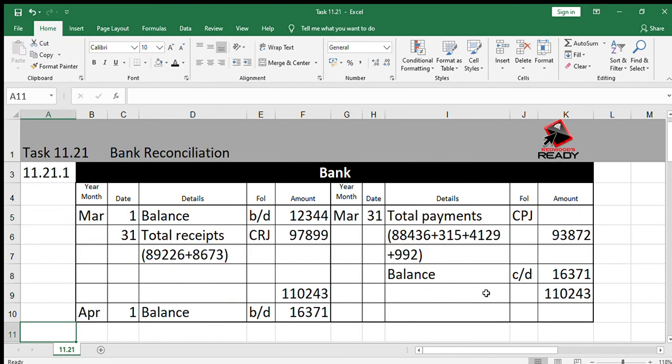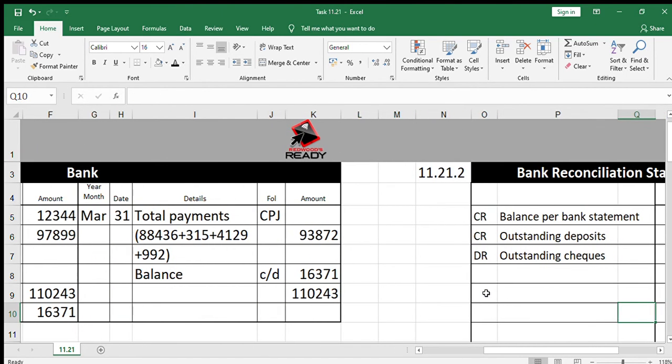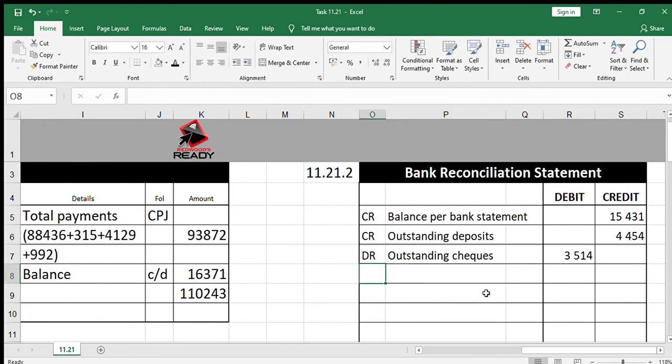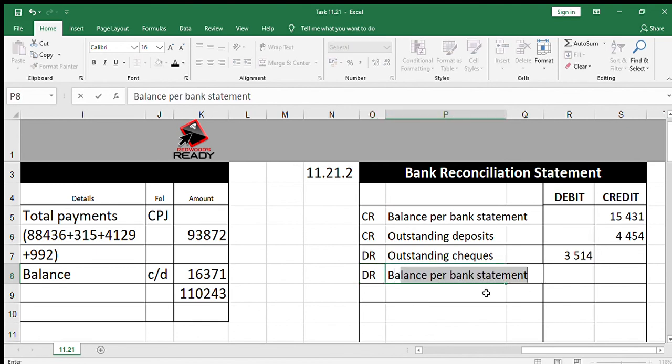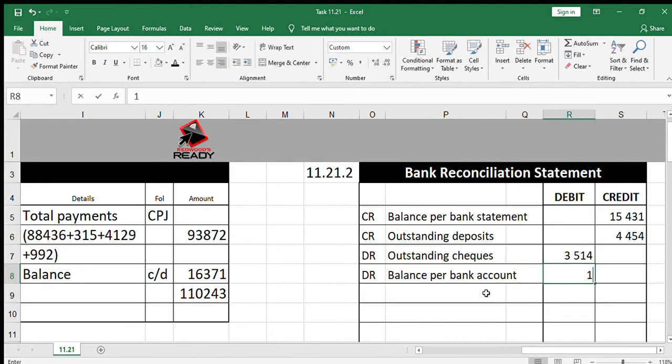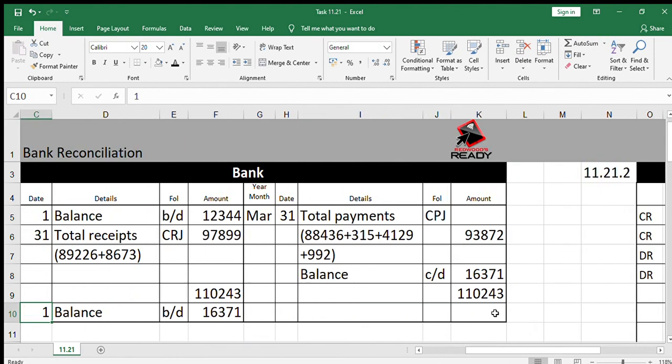Okay, let's finish off our bank recon as well. Now the balance is brought down on the debit side of this bank ledger account. So we'll go to our bank recon and we'll say debit balance. Okay, remember we started off with the balance per bank statement, but now we end up with the balance per bank account. And it's 16,371 in the debit column. Okay, now all we need to do is total up these columns and hope that they work out to the same so that we know that the bank recon has balanced. Okay, so the bank recon has balanced, and that's it for the bank recon.